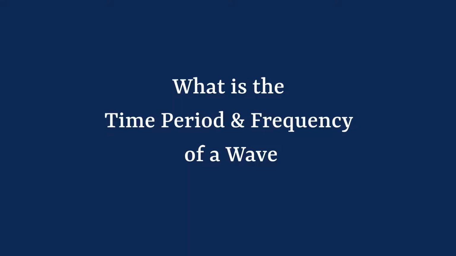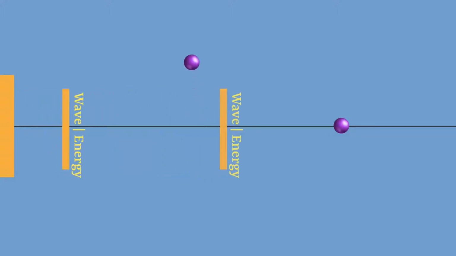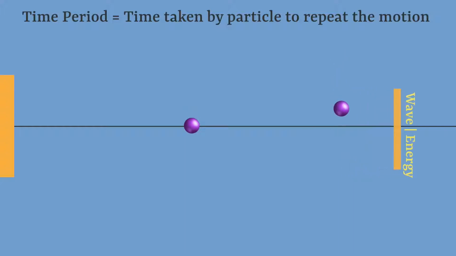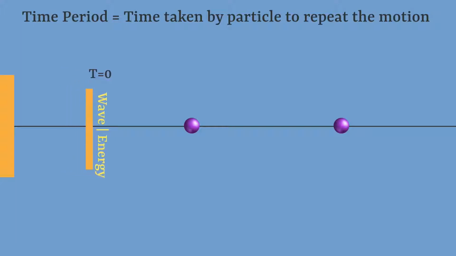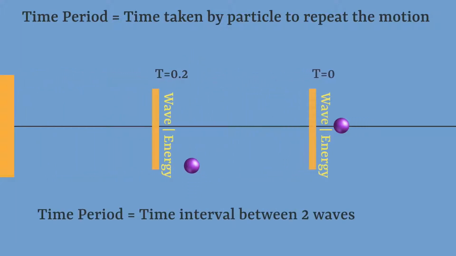Part 3. What is the frequency and time period of a wave? When a source releases energy in intervals and this energy reaches the particles in the form of multiple waves, it causes them to repeat the movement. The time period is the term used for defining the time taken for a particle to repeat its movement. This is also equivalent to the time interval between two consecutive energy releases from the source.